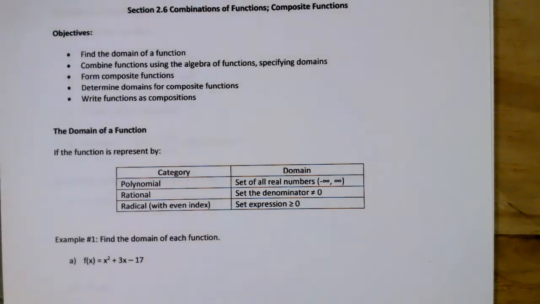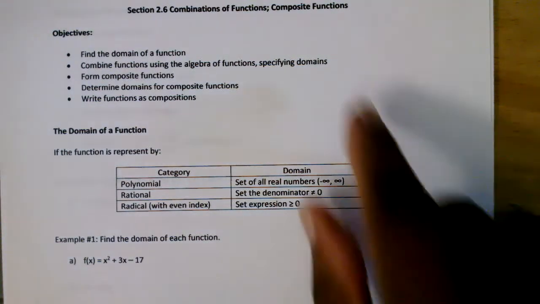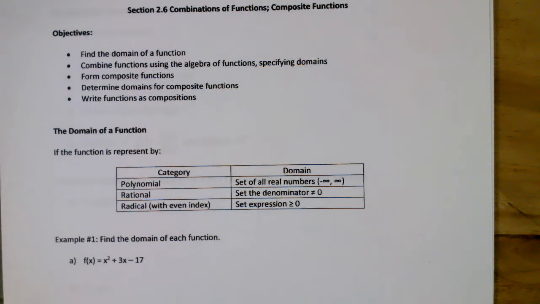Okay, in this video, we're going to talk about section 2.6, dealing with combinations of functions and composite functions. Out of that section, we're going to be finding the domain of a function. Then we're going to combine functions using the algebra of functions by specifying their domains as well. Also, we'll form composite functions and then determine domains for the composite functions and write functions as compositions.